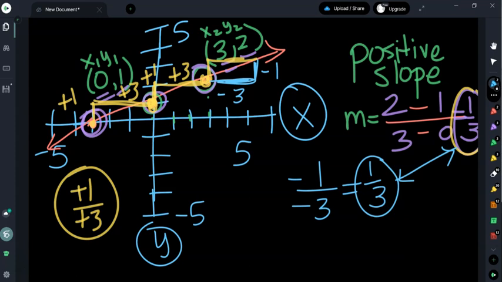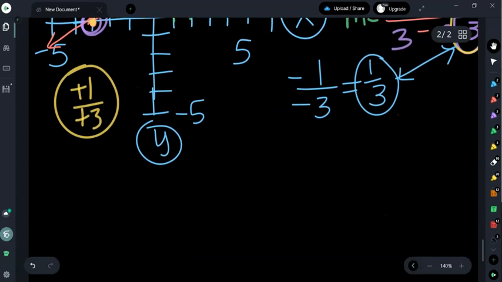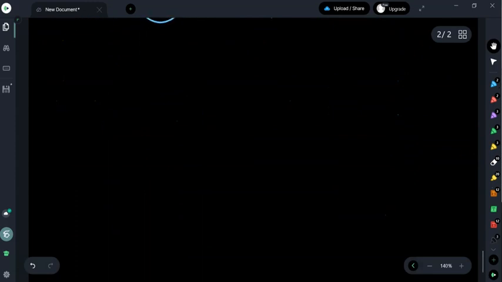So when you're looking at the graph, you should be able to tell what kind of slope it is. And if it's a graph where the points are actually on whole numbers, you should be able to find the slope. Now, the last thing I'm going to show you in this video, because it's getting kind of long, I don't like my videos to be quite so long, is when we graph other types of lines.